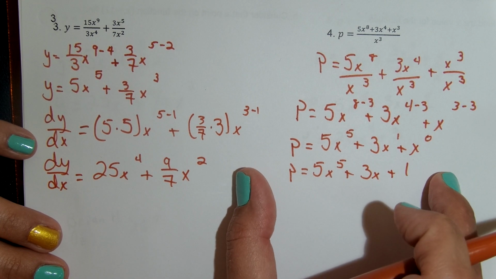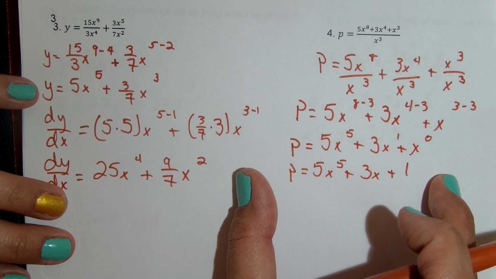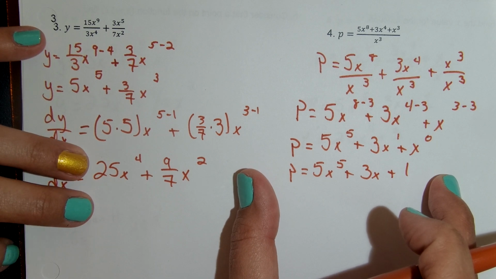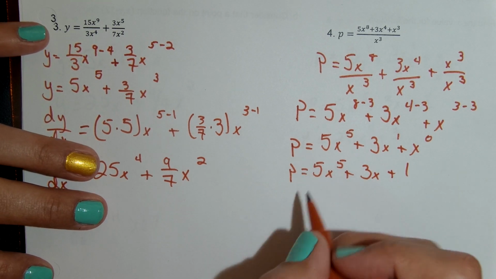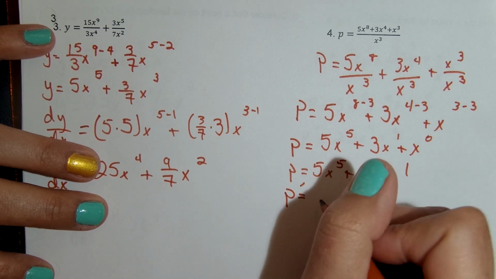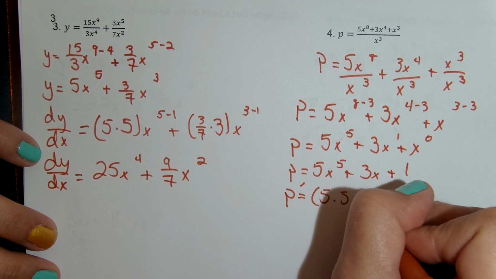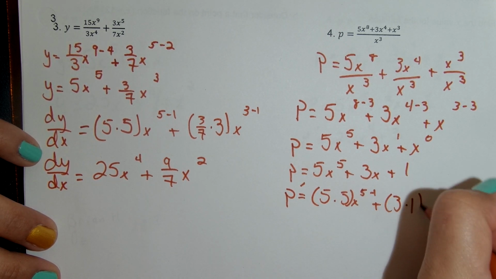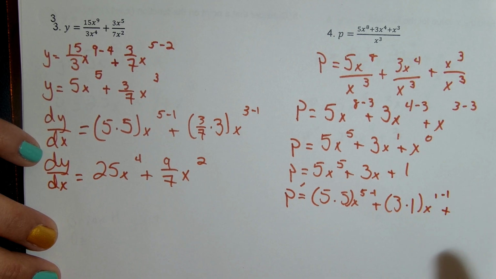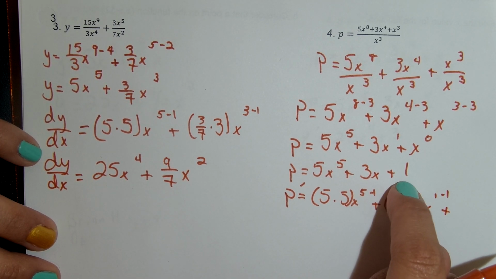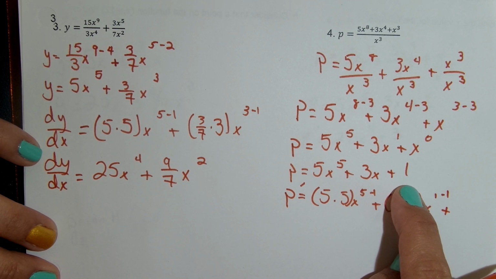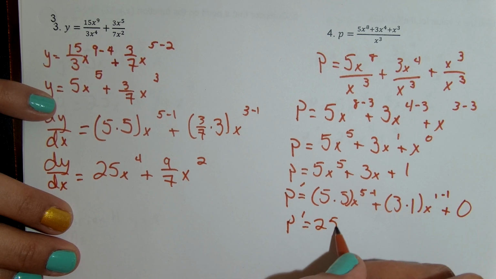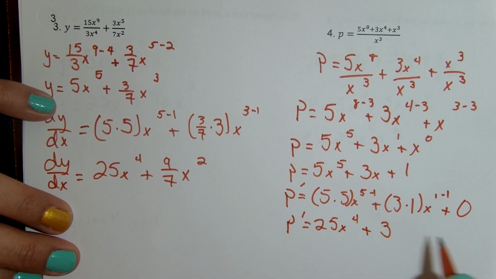Again, some students stop here thinking they took the derivative. You did not use any rules to find the derivative. All you did was rewrite it to use the derivative rules. So I'm going to use the derivative rule: p prime, 5 times 5, x to the 5 minus 1, plus 3 times 1, x to the 1 minus 1. And Osvaldo, this is a constant, so what's the derivative? 0. So I have p prime is equal to 25x to the 4th plus 3, and that's it.